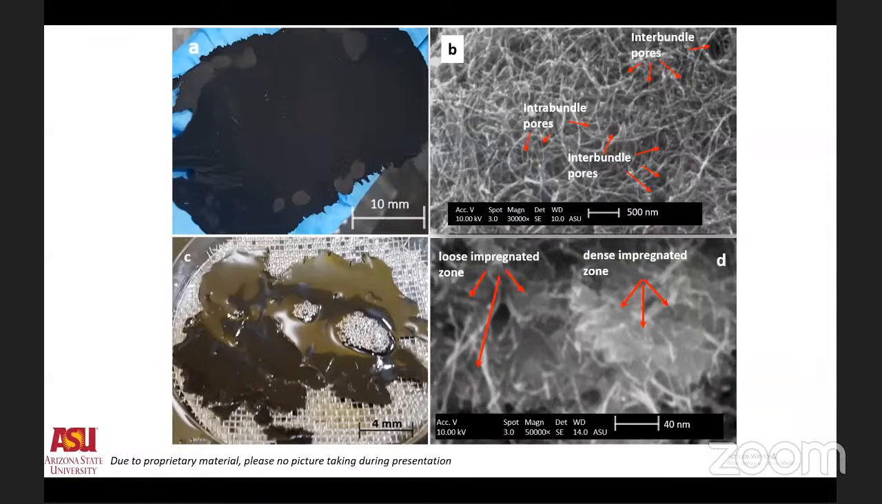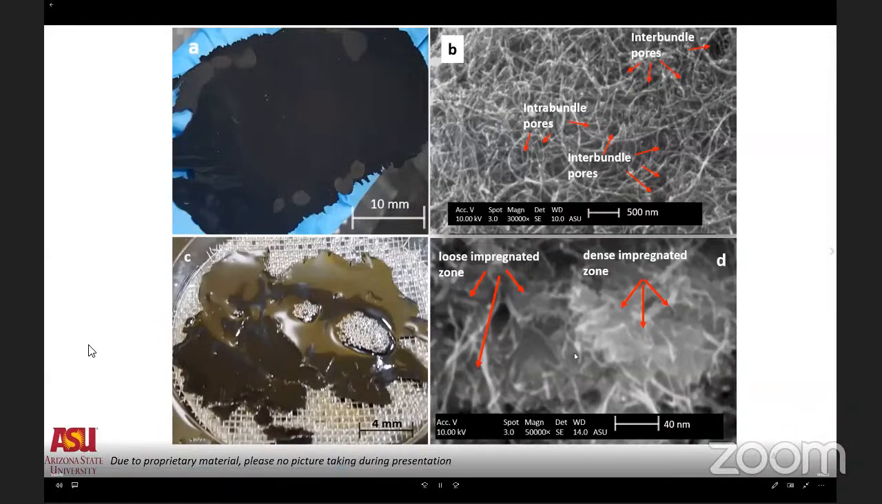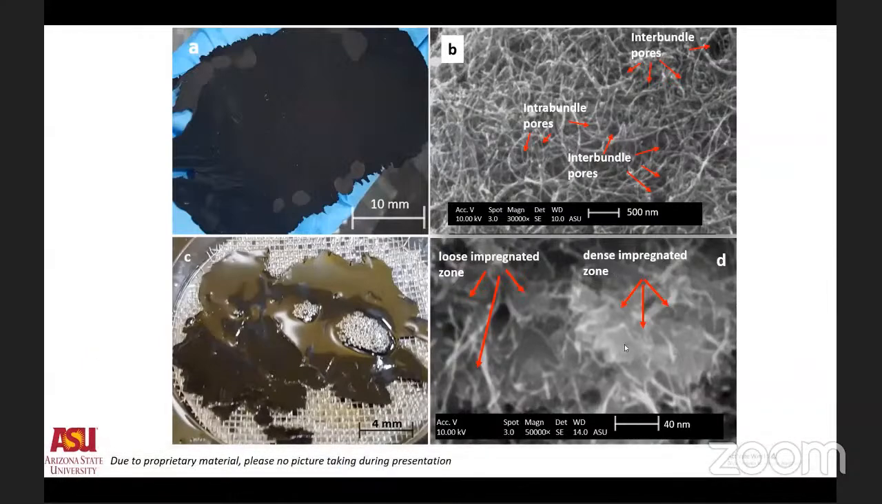After infiltration with the epoxy, through the soaking and pressure, we look again through the scanning electron microscope. We see that there are some areas that look very well impregnated. We call them dense impregnated zones. These dense impregnated zones give us a CNT network with a larger size. Then the other areas look like loose impregnated zones. Macroscopically, again, it looks homogeneous, but on the submicron and nanoscopic scale, it definitely doesn't look very homogeneous.